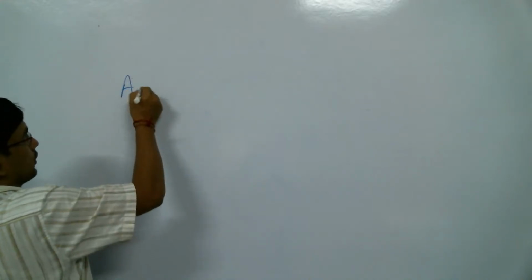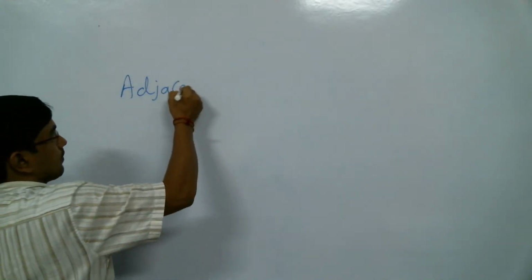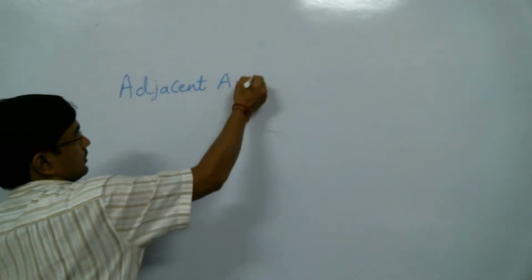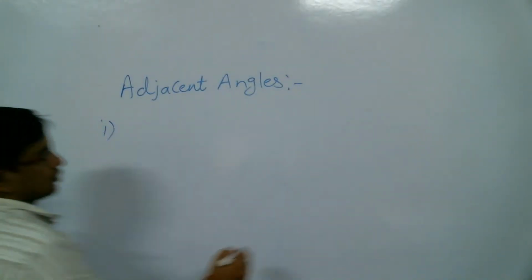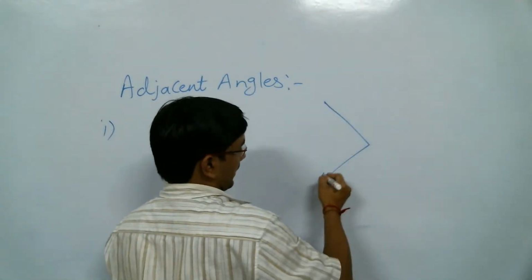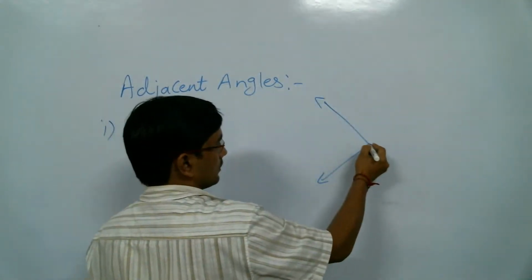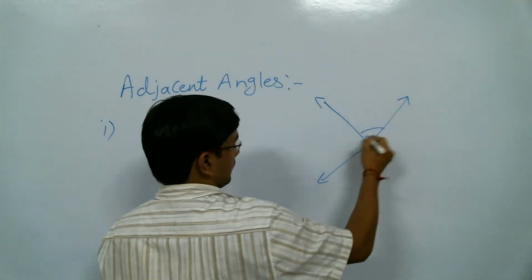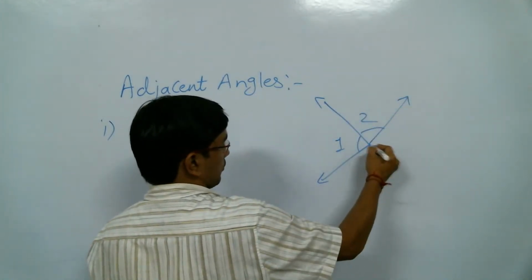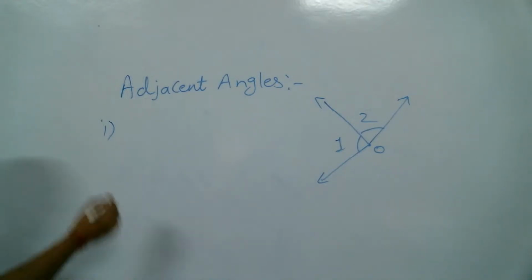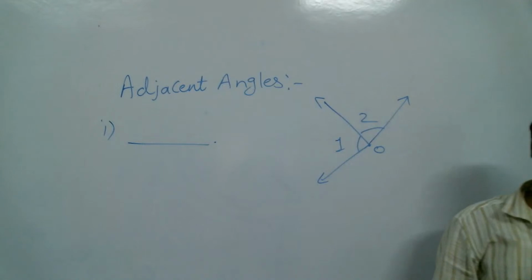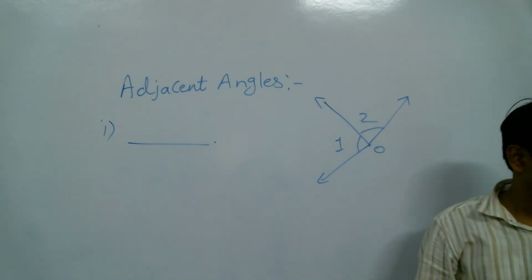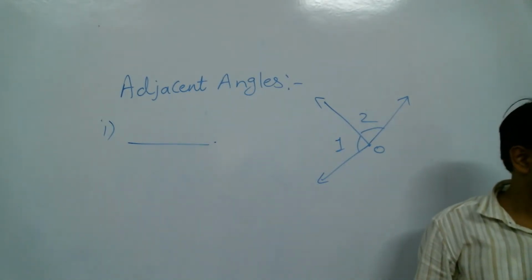So, what we have seen that day, let us recall once. We talked about some angles, which we call adjacent angles. So, what are the three properties of any two adjacent angles we have seen? This is one of the angles, this is another angle. Angle 1 and angle 2, there is a point O. So, what is the first property of the adjacent angle?